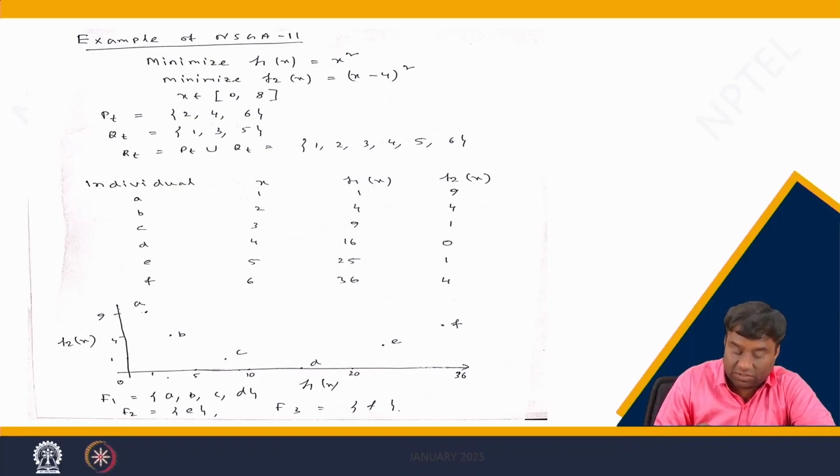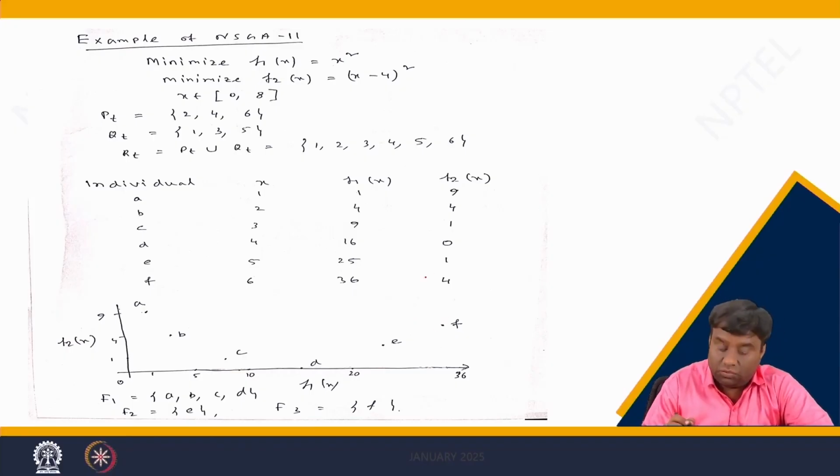Now if you plot this, suppose the axis points are 0, 5, 10, 20, 30 and 6, 1, 4, 9. For the value A it is 1, 9, so A will be here. Similarly B is 4, 4, so that will be something here. C is 9, 1 here. D is 16, 0 here. E is 25, 1 and F is 36, 4 here. So it is here. Again, you can also do the comparison.